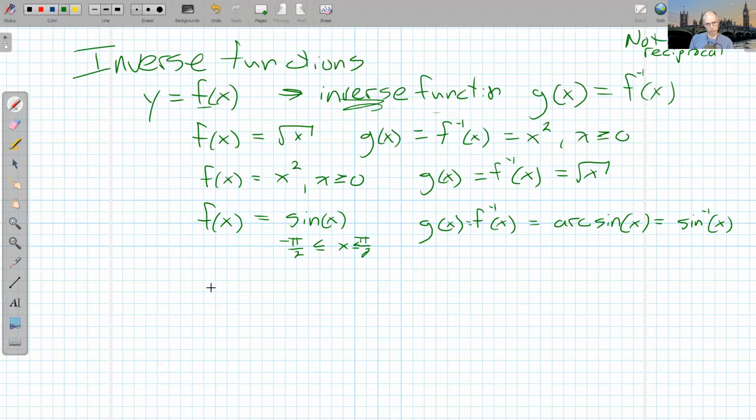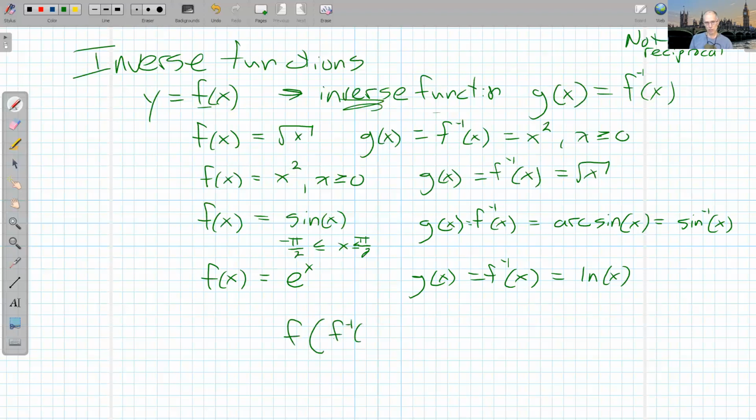It's another good example. If f of x was equal to e to the x, then the inverse function g of x, f inverse, would be the natural log of x. And the point of an inverse function is if you compose a function and its inverse, then you ought to get x back. They cancel each other out. And it doesn't matter the order in which they're composed, you ought to get x back.